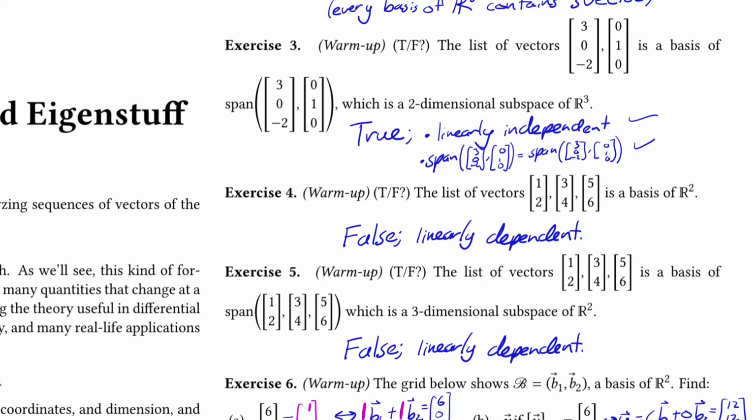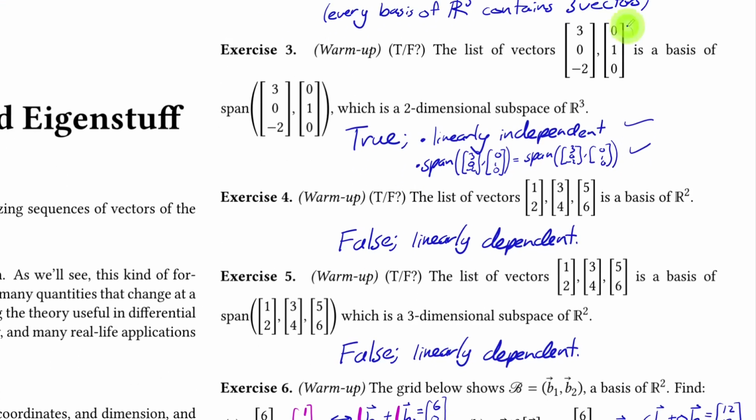Exercise 3, yeah, this list of two vectors here is linearly independent, which means it meets one part of the definition of a basis. And also, we want to check that it spans the span of itself, which it definitely does. So that makes it a basis of the span of itself. So it's a basis of this two-dimensional subspace of R3, even though it's not a basis of R3.